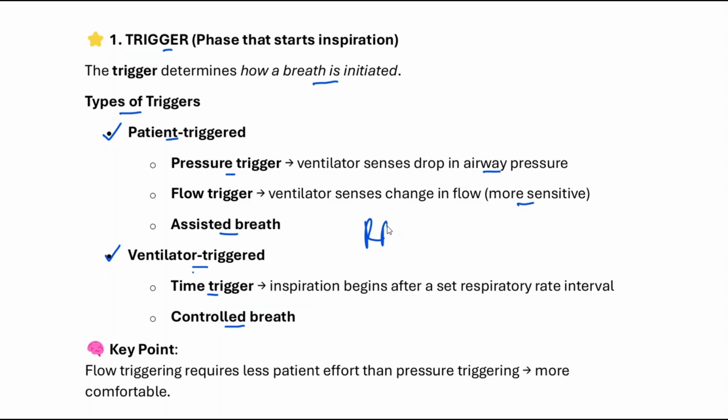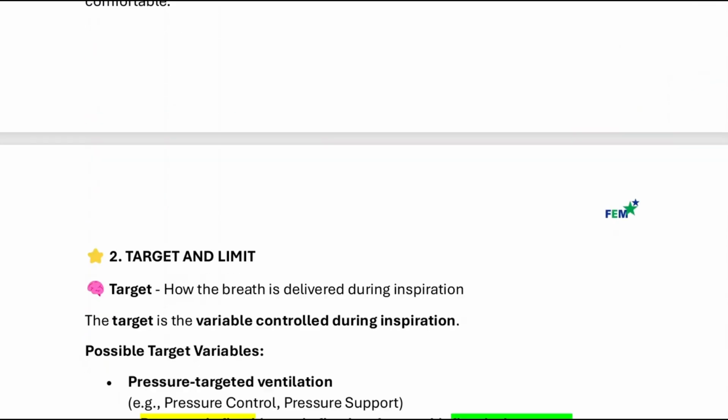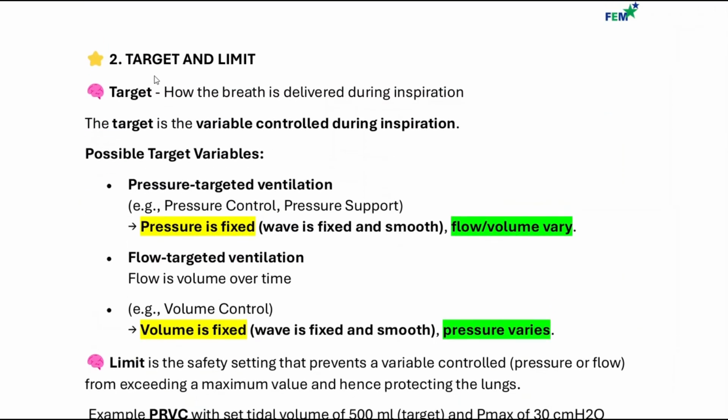For instance, if you set the respiratory rate, or mechanical rate, at 10, that means 60 seconds divided by 10, because in 1 minute we have 60 seconds. 60 divided by 10 is 6. That means every 6 seconds the ventilator is going to deliver a breath to the patient. Moving on to the next one, which is targets and limits.